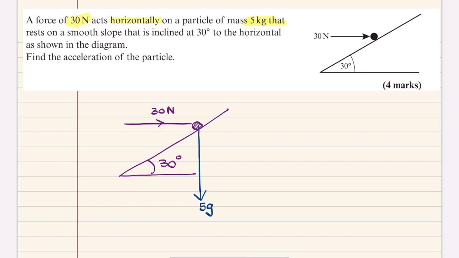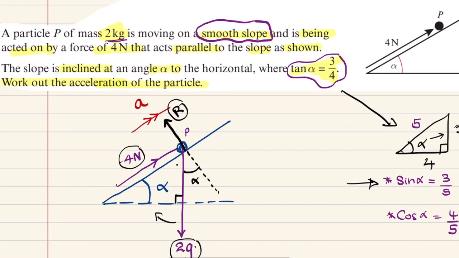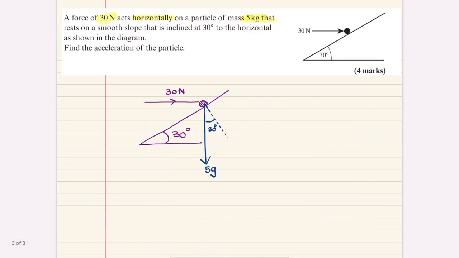As soon as you mark it, it's a must that you draw a line perpendicular to the plane and mark this angle to be 30, because in our previous question we just learned, if the inclination of the slope is alpha to the horizontal, it will be the same for this angle. So if this is 30 degrees, it will be 30. The reason is, this is a right angle triangle, this is going to be 60 degrees, and this is 90, so obviously this should be 30 again.